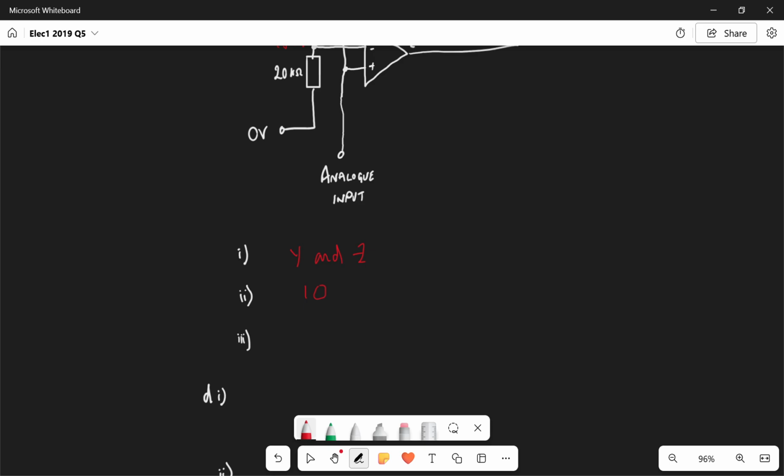Part 3, what is the advantage of this type of ADC over the digital ramp ADC? The most significant advantage of a flash ADC over a digital ramp ADC is speed, and so the advantage is that the flash ADC is faster.